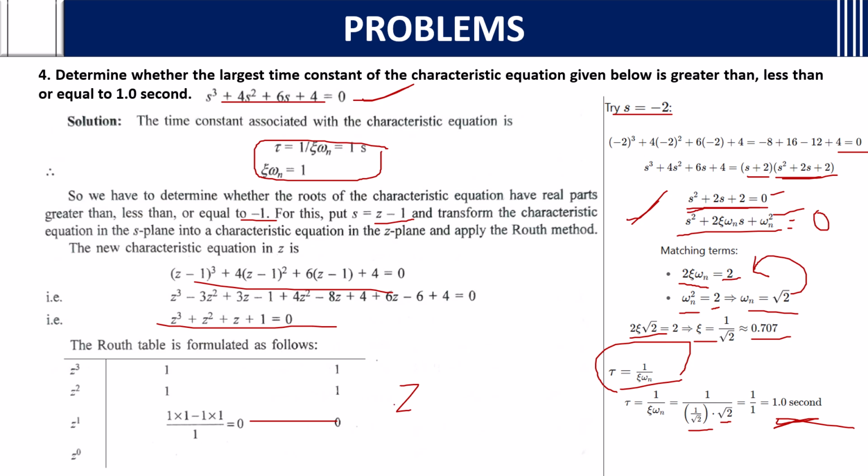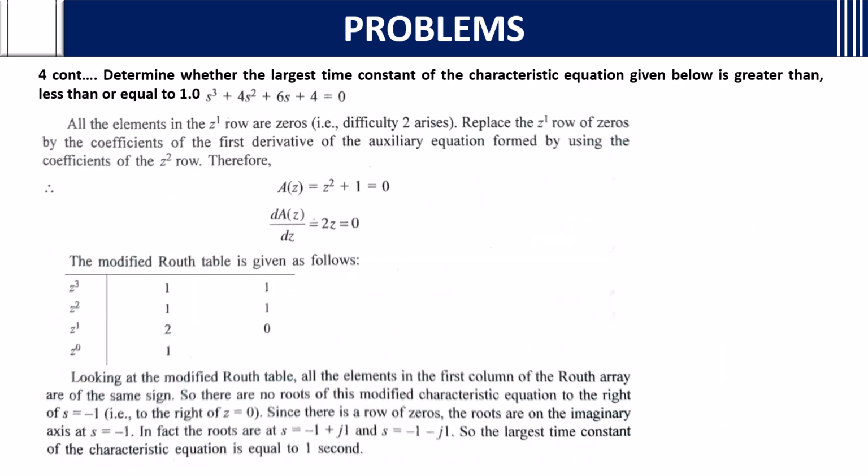How to write it? z square plus z power 0, as the coefficients are 1 into z square plus 1 into z power 0. So it will become z square plus 1. See, the auxiliary equation. I have told you previously so that you will understand clearly. So z square plus 1 is equal to 0. Now you will differentiate this. If you differentiate, you will get 2z is equal to 0.